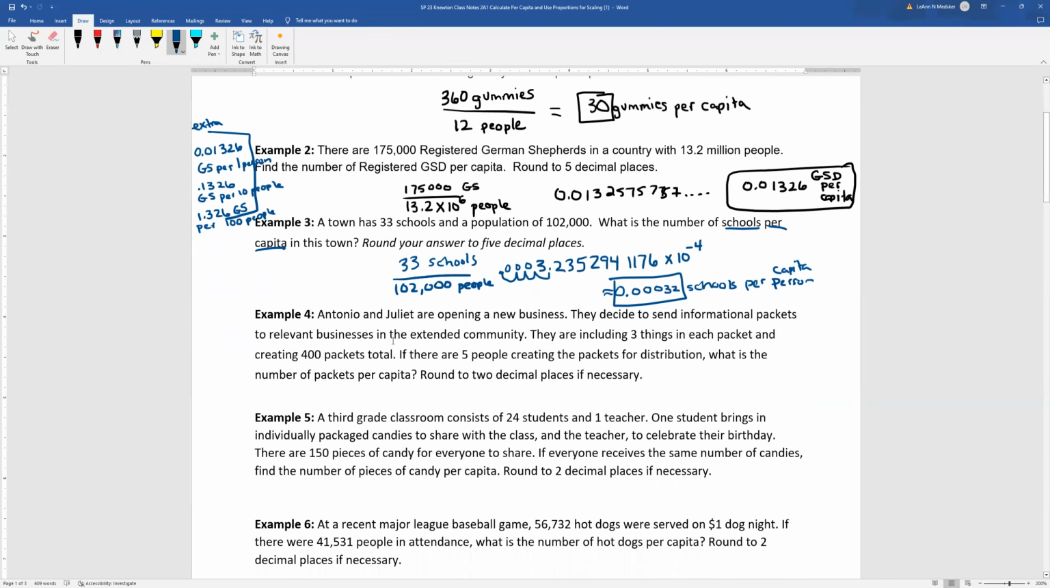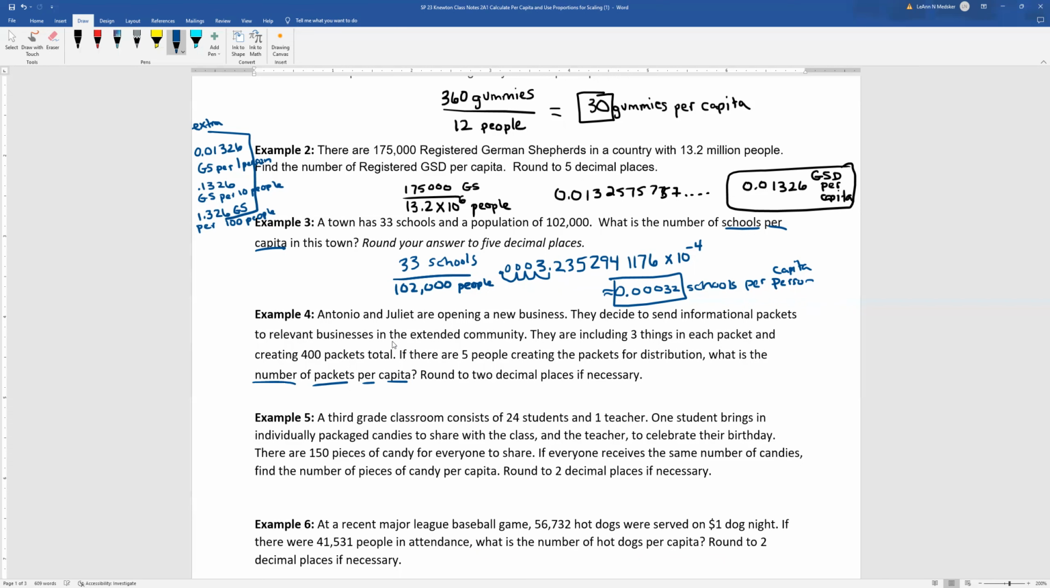Example 4, Antonio and Juliet are opening a new business. They decide to send informational packets to relevant businesses in the extended community. They are including 3 things in each packet and creating 400 packets total. If there are 5 people creating the packets for distribution, what is the number of packets per capita? Now, there's extra information in here. We already know the total number of packets. We don't really need to know how much is in a packet because they're just throwing you off with that.